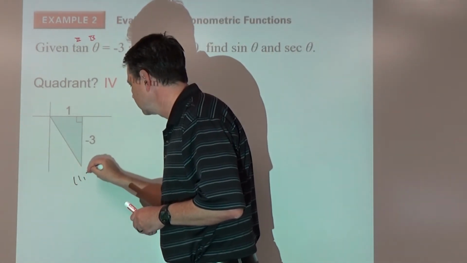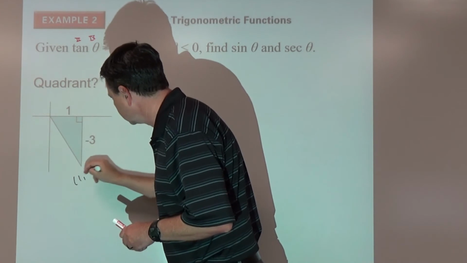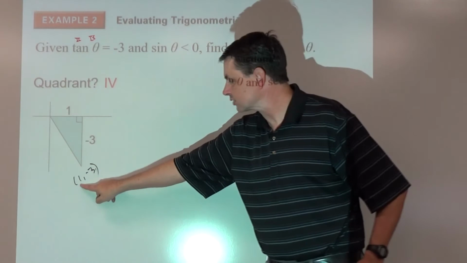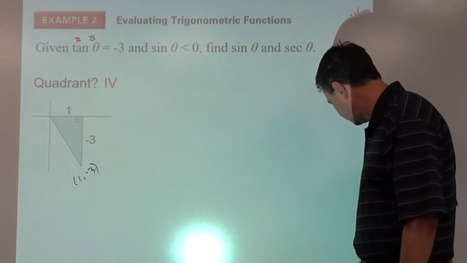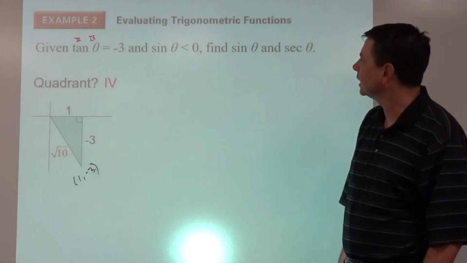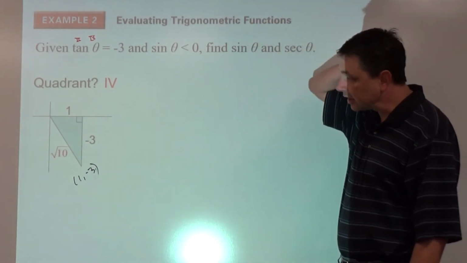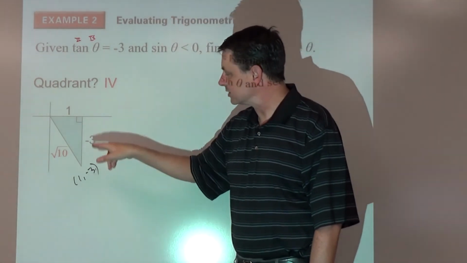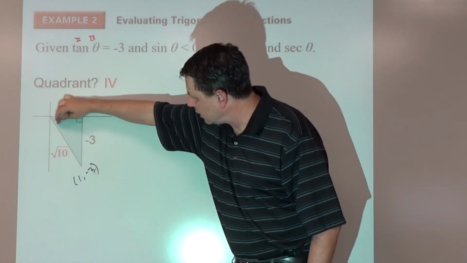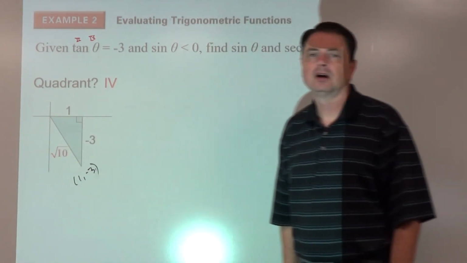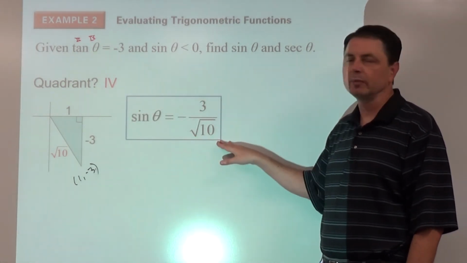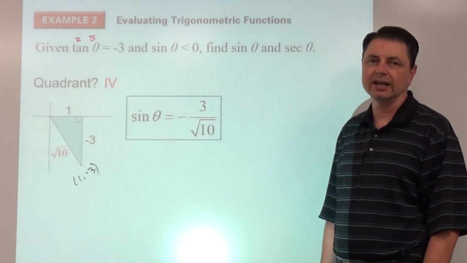1, -3. You can also just do the square root of x squared plus y squared. And either way you do it, you do get the square root of 10. So now, what is sine of theta? Sine is, whether we want to think of it as the y coordinate divided by r, or in terms of our angle theta, opposite over hypotenuse, -3 over root 10. Just a reminder, you do not have to rationalize the denominator.